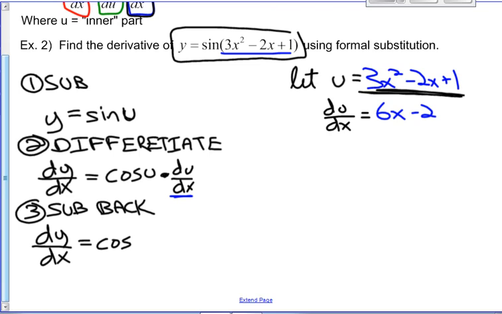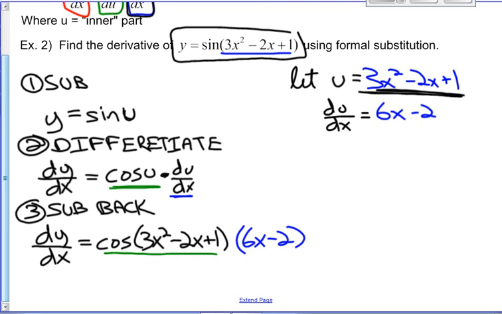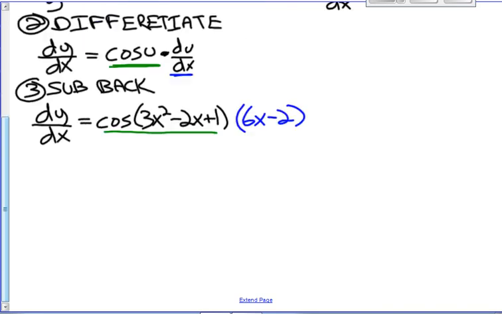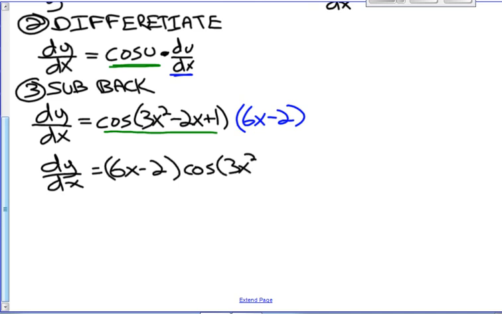So instead of writing cos u, we know that u is 3x squared minus 2x plus 1. That deals with this part right there. Now, we'll multiply it by du by dx, which we said was 6x minus 2. So I'm just substituting back in so that I'm working in terms of x's instead of u's. And when we're done, what do we get? 6x minus 2 by cos of 3x squared minus 2x plus 1.